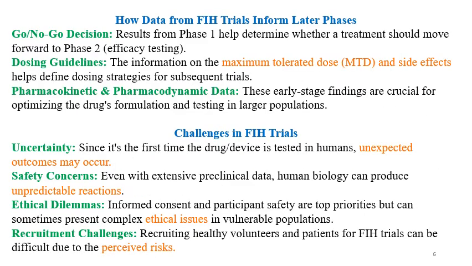How data from the FIH trials inform later phases. First, the go/no-go decision: whether you have satisfactory data from FIH trials or not forms the basis for whether you go ahead to phase 2. Dosing guidelines regarding the maximum tolerated dose and the side effects help to design strategies for subsequent trials. Pharmacokinetic and pharmacodynamic data generated in the FIH trials provide early findings which are crucial for optimizing the drug's formulation and testing in a larger population.